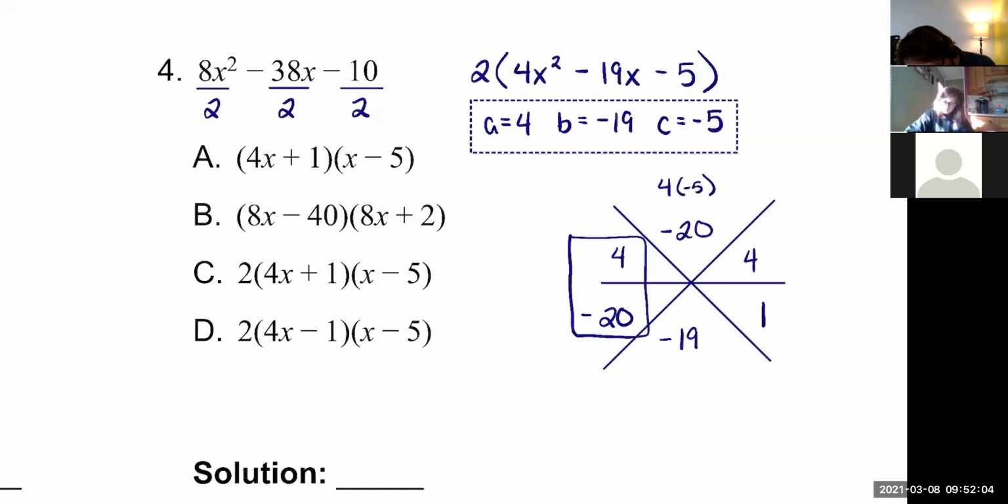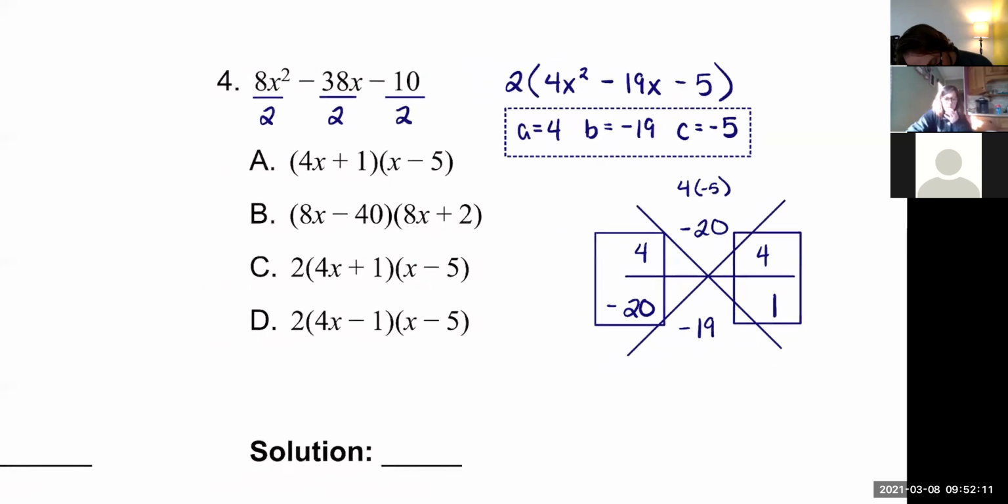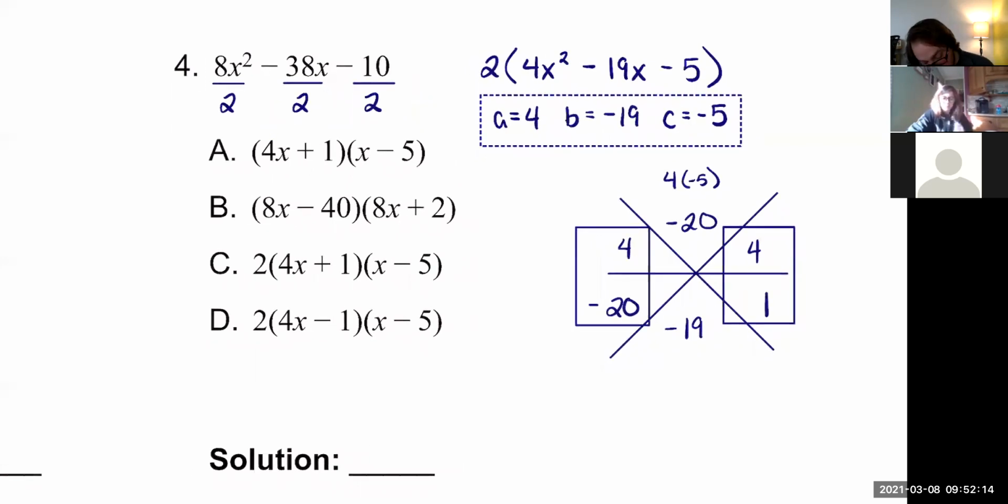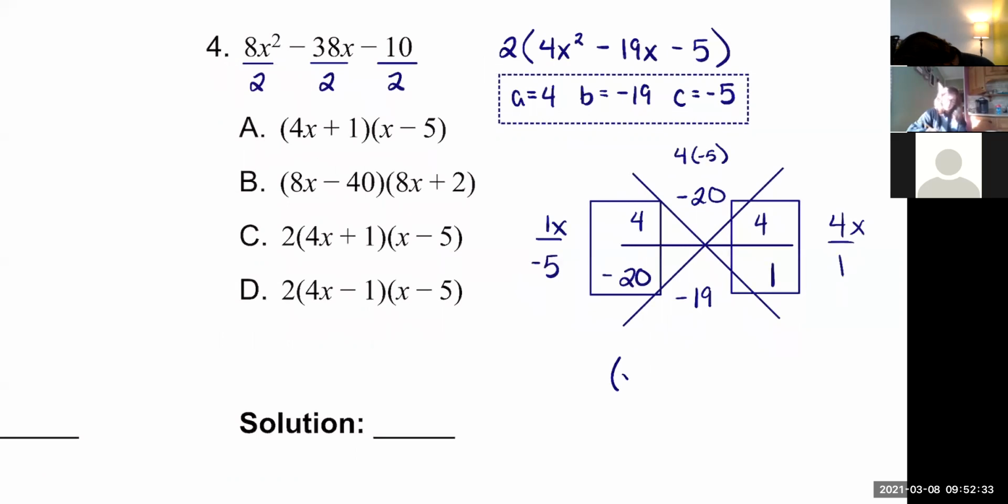Do either of these pairs simplify? Yes. Which, 2 out of 20 and out of 4? You could take 2 out of the 4 and the 20, but there's a bigger one. You could take a 4 out of 4 and 20, which would give you a 1 over a -5. And I think the 4 over 1 stays the same. Bring back your variable x. And it looks like you get the binomials 1x minus 5 and 4x plus 1.